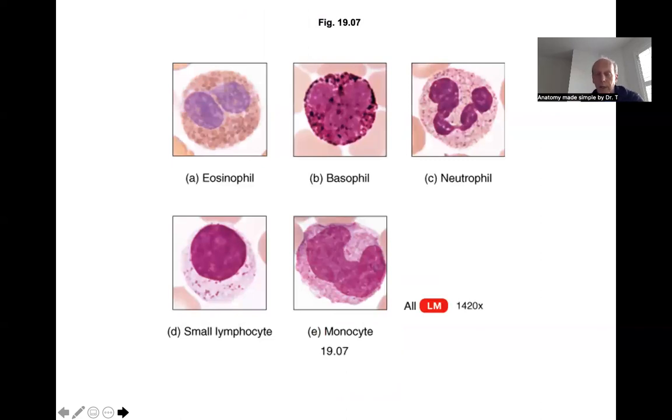Here is a photograph of 5 different types of white blood cells. You can see the granular eosinophil, basophil, and neutrophil, and the agranular and somewhat differently shaped lymphocytes and monocytes.